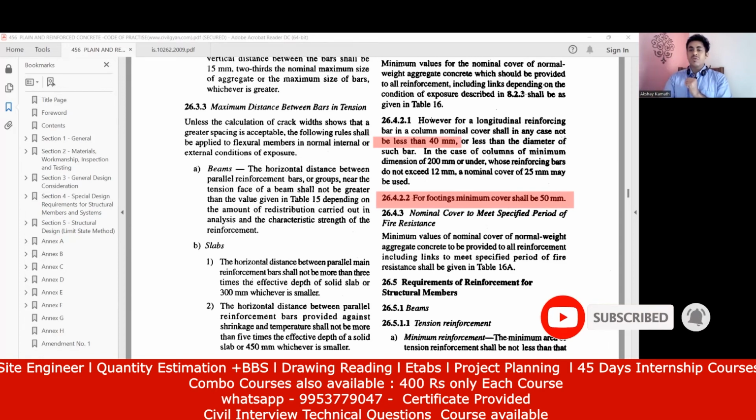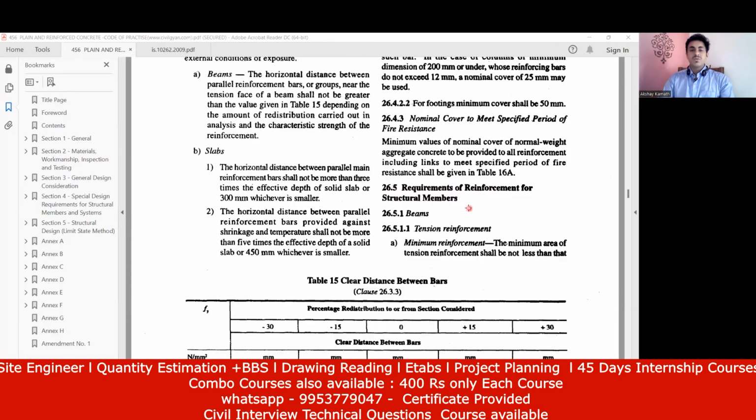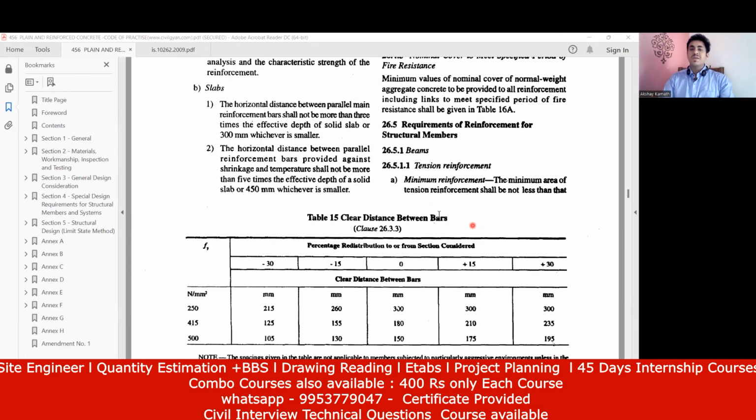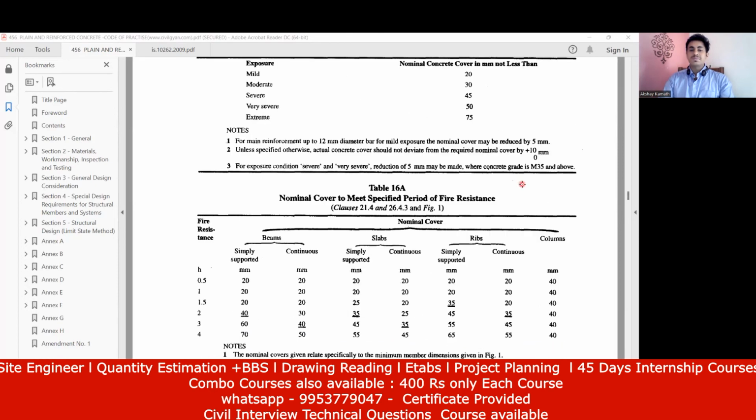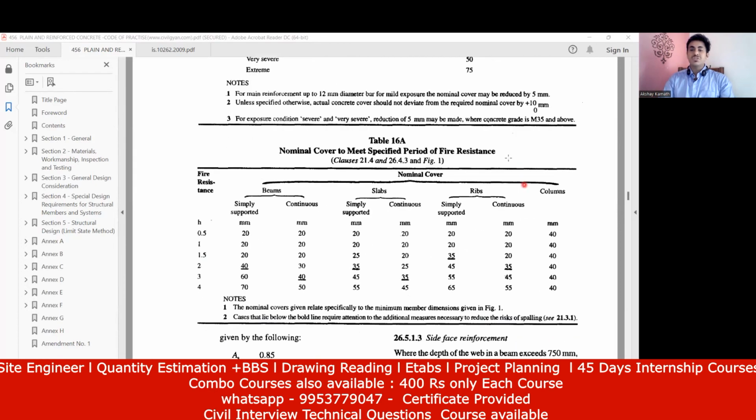So it's written, in case of column of minimum dimension of 200 mm or under, whose reinforcing bars do not exceed 12 mm, a nominal cover of 25 mm may be used. But practically we use 40 mm only. 25 we usually don't use. Okay. So this much is the proof I've explained to you, where exactly it is written in the code book. Now, other than that, like I mentioned, from fire resistance point of view, you can check it out here.